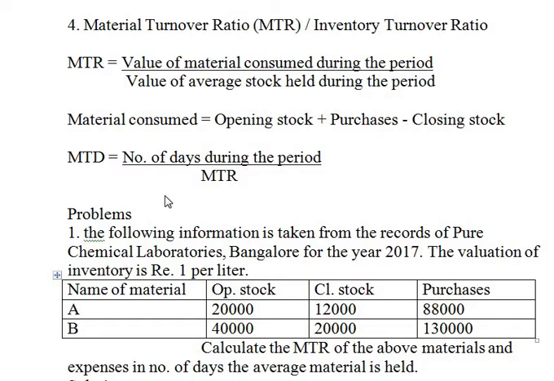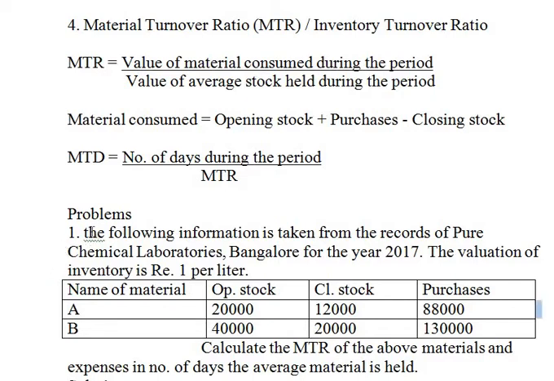Now there is a formula. Material turnover ratio is equal to value of material consumed during the period divided by average stock held during the period. Now to calculate material consumed, there is a formula: opening stock plus purchases minus closing stock. Now this can also be calculated in number of days, like how fast the materials can be moved. That is MTD, which means material turnover in days. So the formula is number of days during the period divided by material turnover ratio.